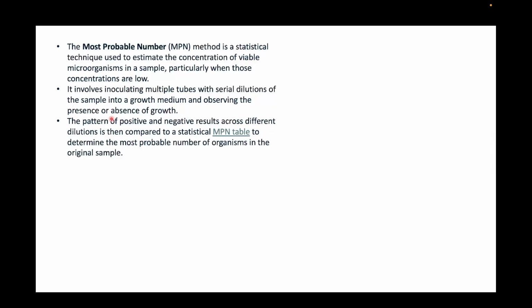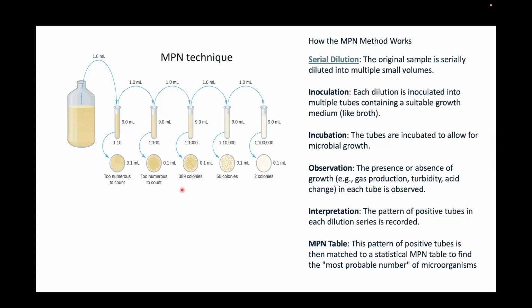So we serially dilute the samples into multiple tubes to find out a concentration in which there is minimal growth of microorganisms. The pattern of positive and negative results across different dilutions is then compared to a statistical most probable number table to determine the most probable number of organisms in the original sample. So here is a step-by-step procedure for performing this technique.